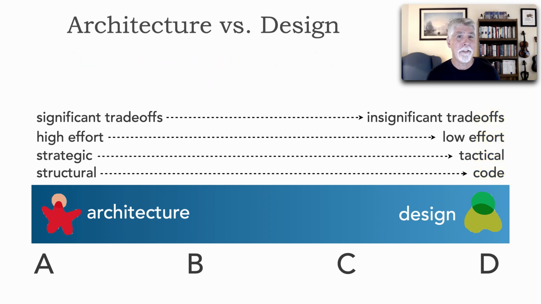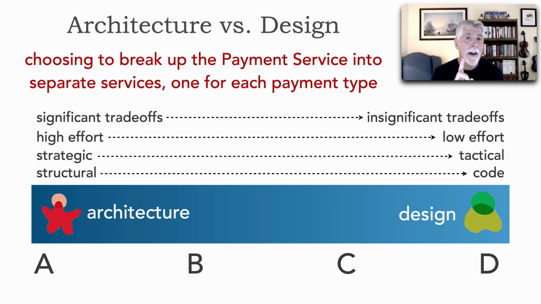Well, these two were quite obvious, but let's take a look at another kind of decision. And this is choosing to break up the payment service into separate services, one for each payment type. And so we take credit cards, gift cards, reward points, WorldPay, all these different payment methods. So instead of one consolidated single service, we're going to choose to break it apart. Is that architecture or design? Most of the decisions that you make will fall in this category, those gray areas. So let's use our criteria to see if we can help us decide where in the spectrum this decision fits.